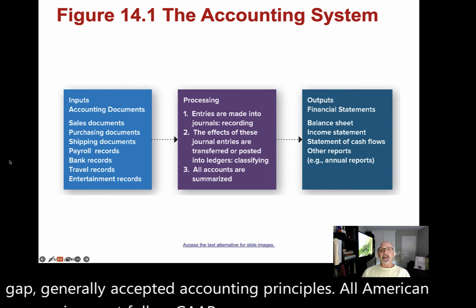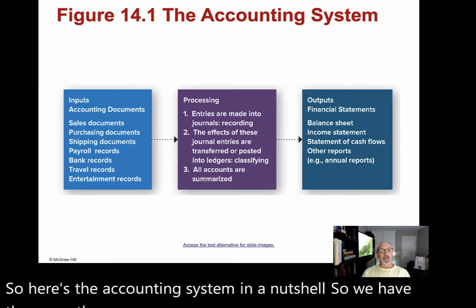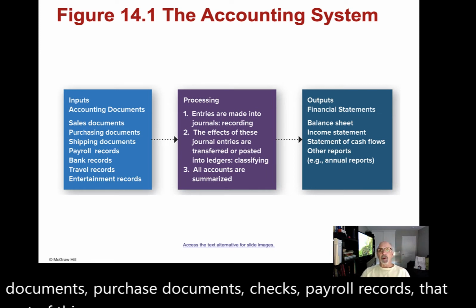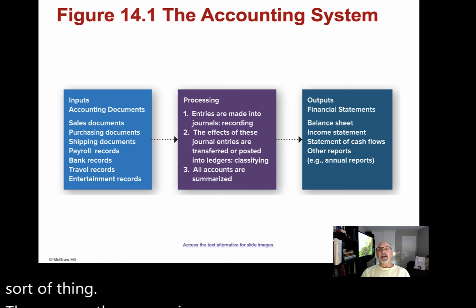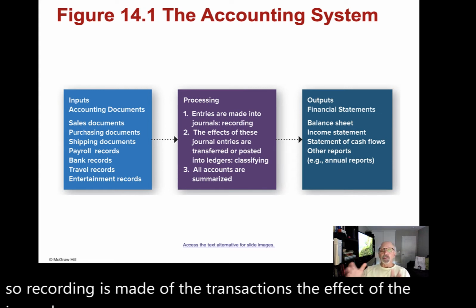So here's the accounting system in a nutshell. We have inputs. Those are the original documents of entry, so sales documents, purchase documents, checks, payroll records, that sort of thing. Then comes the processing part. Entries are made into journals, so recording is made of the transactions. The effect of the journal entries is posted into ledgers.